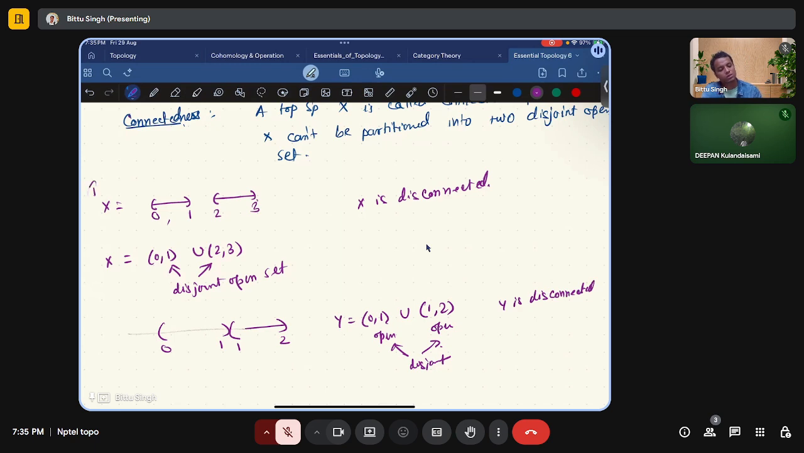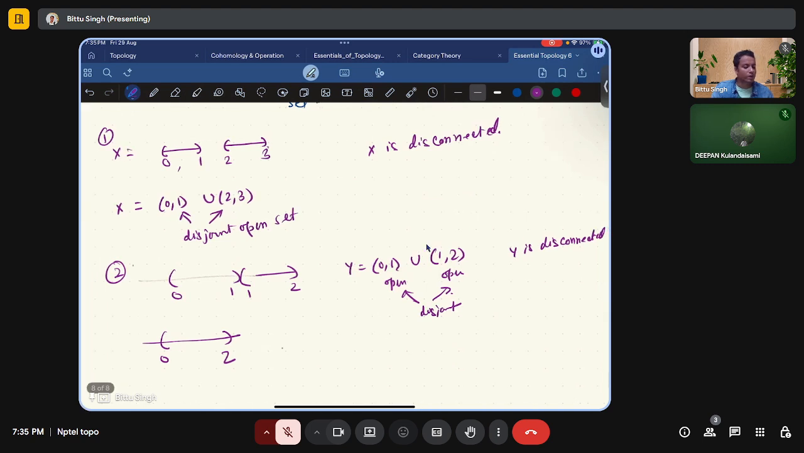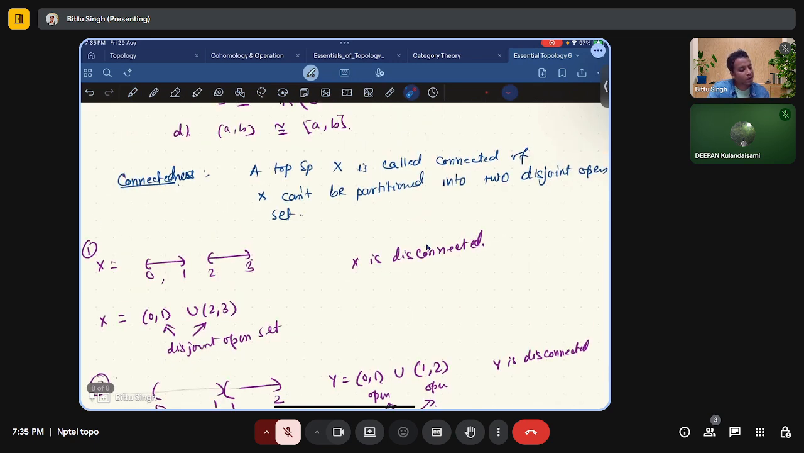So this is not connected. This is not connected. Those are two counterexamples. Now, what about open (0, 2)? Open (0, 2) can be written as (0, 1) union [1, 2). So those are disjoint sets. But note that the first one is open and this one is not open. So I am saying that this can be broken into two disjoint open sets.